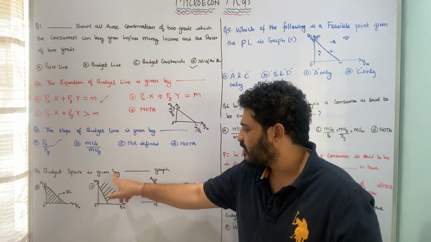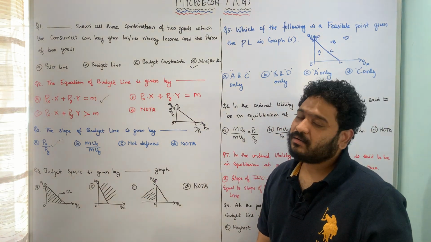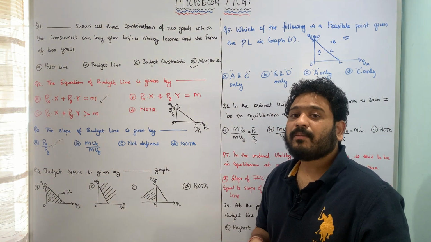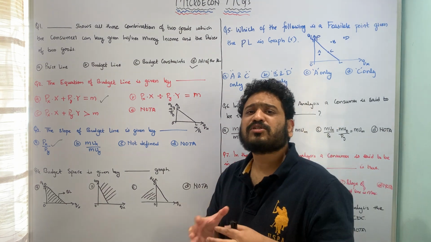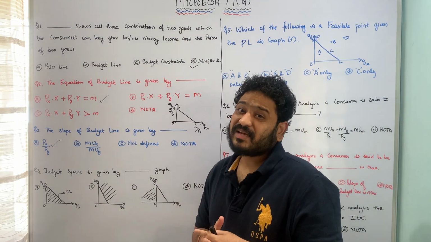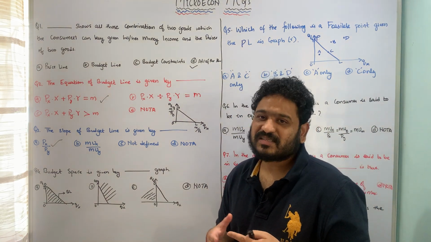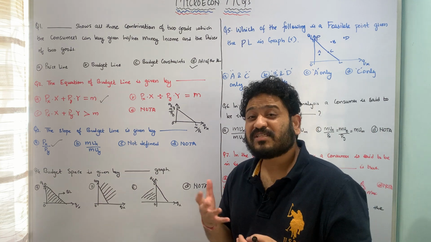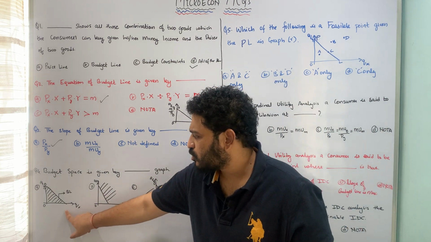Budget space is given by dash graph. We have been given 3 graphs, and we have to look at which of the following denotes something called budget space. Budget space is all those combinations of goods a consumer can buy given his budget or money income as well as the price of two goods, that is, all the feasible combinations of goods which he or she can buy. So let us look at the first option.